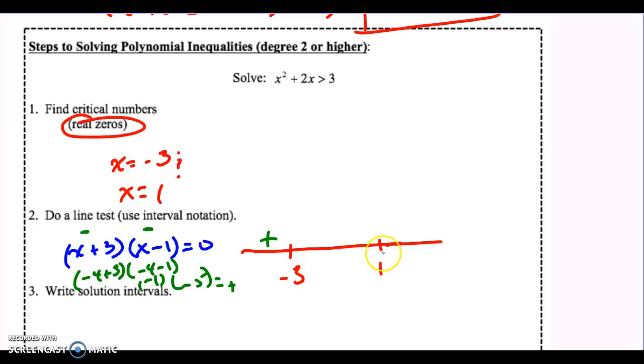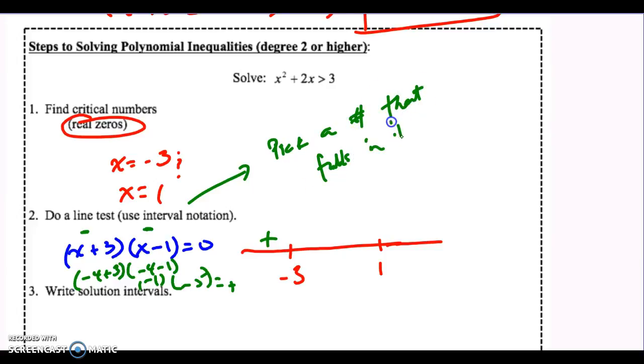I have to repeat this step in between negative 3 and 1, and I have to repeat this step on the right side of 1. So a line test: pick a number that falls in the interval to determine sign.